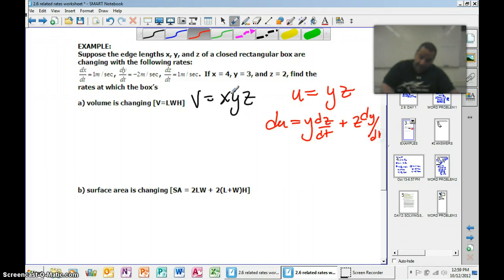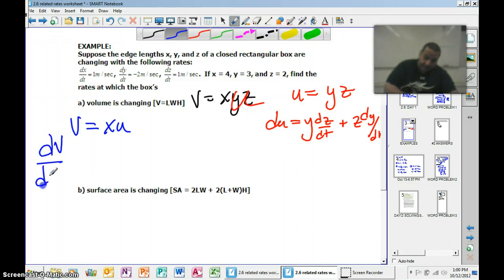Now, wait a minute. I just replaced this with u. So now I got to take the derivative again. So it's volume equals xu, and now it's going to be the first times the derivative of the second, dv dt.